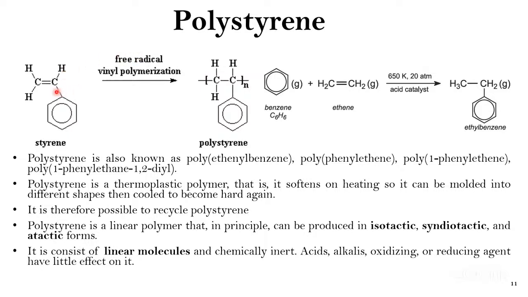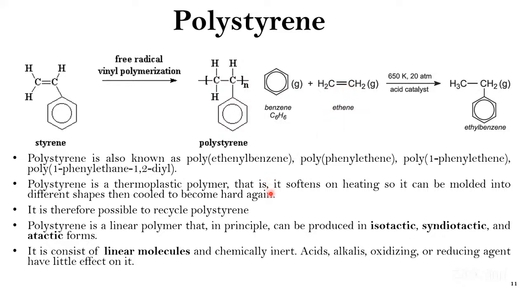So definitely here there is a double bond present over here. Means it has to follow the free radical vinyl polymerization. So in this free radical vinyl polymerization, they are going to form a chain kind of process. So that is the reason they are very linear. Means they will form a straight line over here. They form a very linear chain.